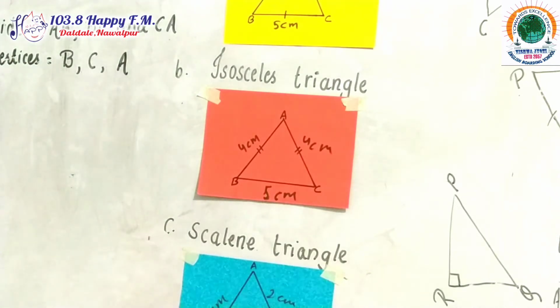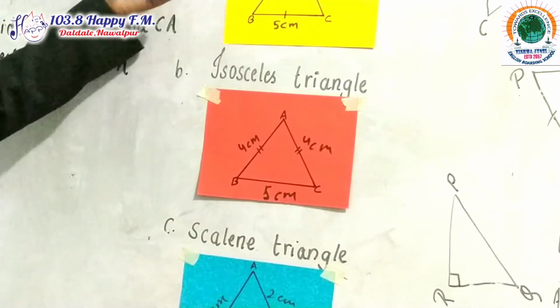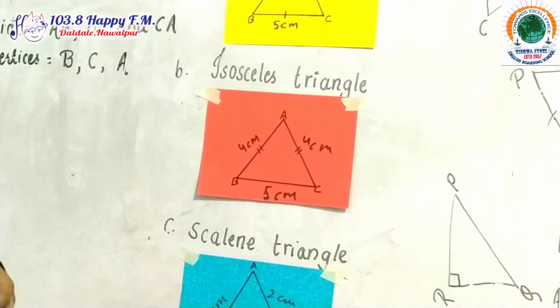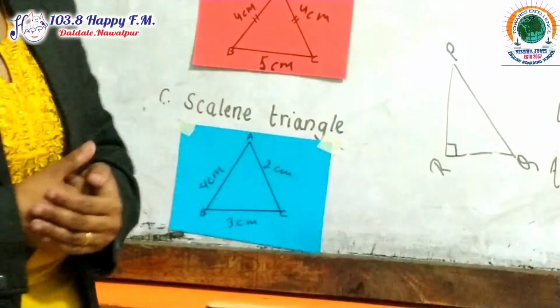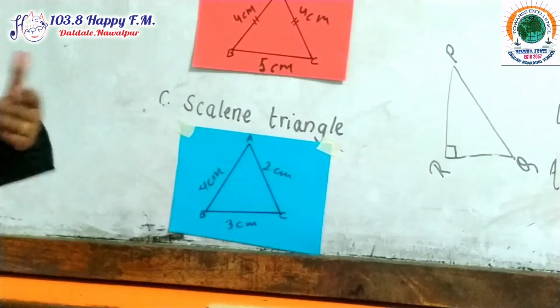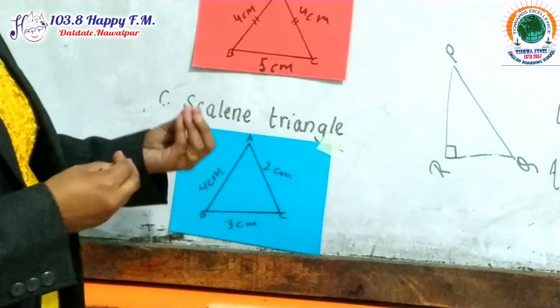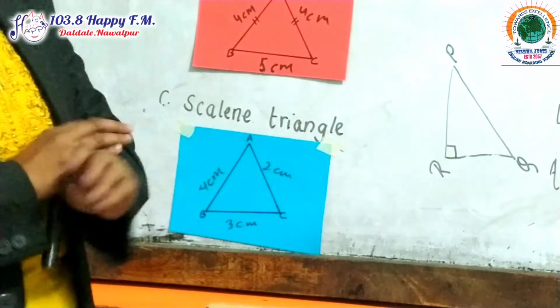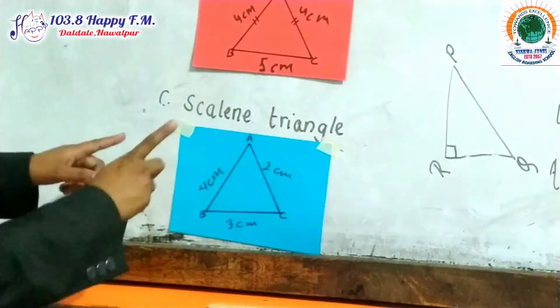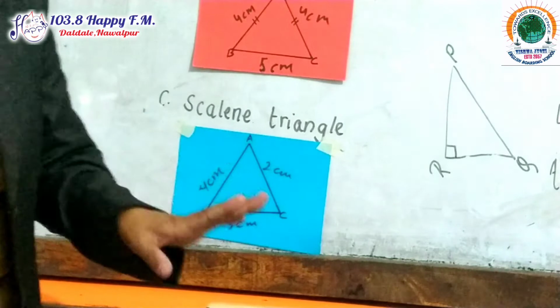I hope you have understood about the equilateral triangle and the isosceles triangle. Here in the third point, there is the scalene triangle. A scalene triangle is a type of triangle whose none of the sides are equal. There are no equal sides. Every side of the triangle is different in measure.